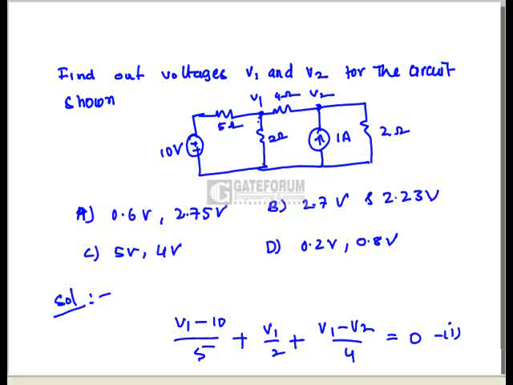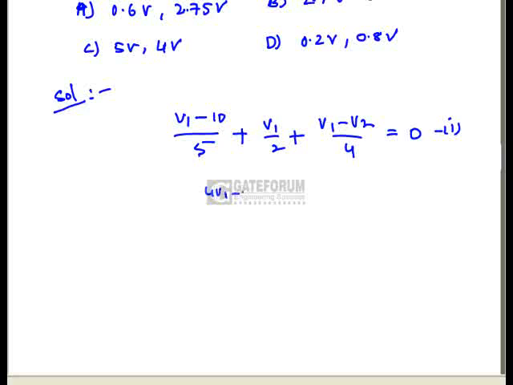Now if you simplify this equation, what will we get? The LCM is 20, so 4V1 minus 40 plus 10V1 plus 5V1 minus 5V2 equal to 0. If you further simplify this, then we will get 19V1 minus 5V2 equal to 40. This is equation number 1, again I am writing.